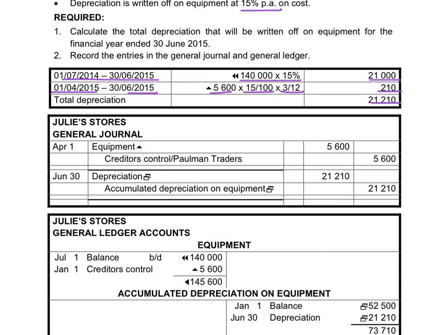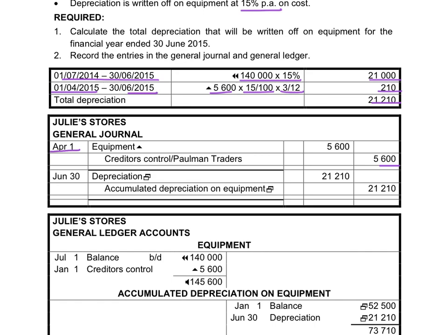Equipment will be debited with 5,600 on the 1st of April to record the purchase of the equipment, and the creditors control and Pullman Traders in the creditors ledger will be credited with 5,600.